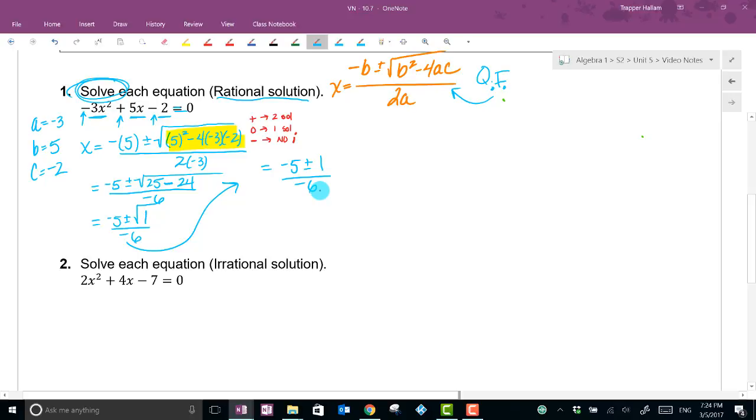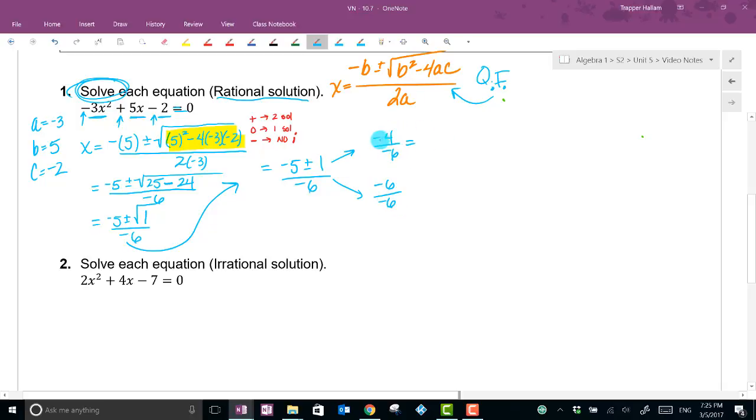And it's tempting to say, Mr. Hallam, I don't know what to do with this. But we've seen this plus or minus. We know that it's going to make a numerator of negative 5 plus 1, and it's going to make a numerator of negative 5 minus 1. So really we need 2 solutions from this, right? 2 intercepts we're going to get. So let's clean this up. Negative 5 plus 1 is going to give me negative 4 over negative 6. The other way is going to give me negative 5 minus 1, which is going to give me negative 6 over negative 6. So let's clean both of those up.